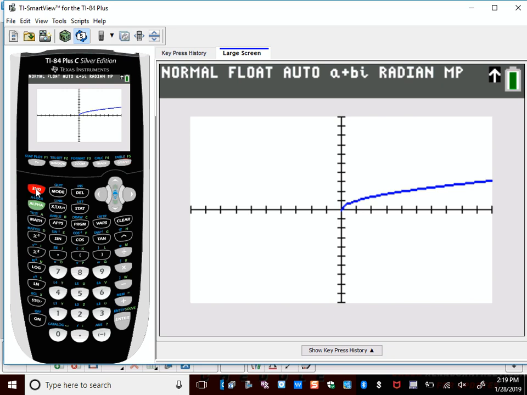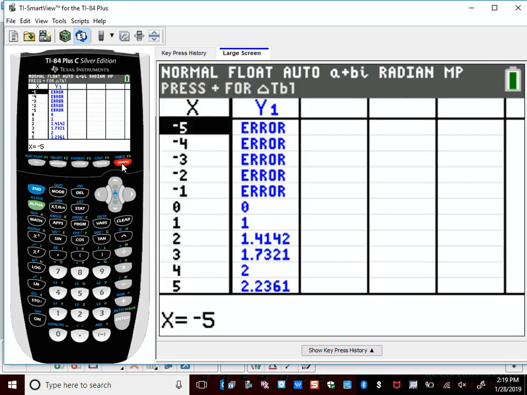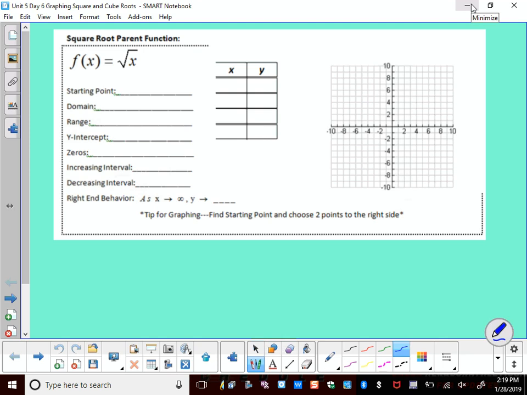Okay. So let's go to second graph and look at our table. You should see a bunch of errors. Do you see this? All right, so wherever the errors stop is our starting point. So we're starting where? 0, 0. So our starting point is 0, 0. Okay?